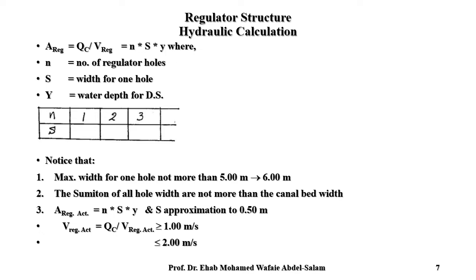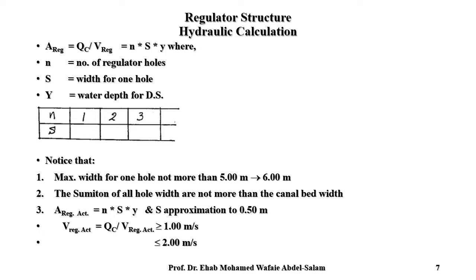Water depth for downstream. N number of regulator holes. S width for one hole. We make a table of N and S due to our need to choose the number and S. Notice that the maximum width for one hole is not more than 5 meters to 6 meters. Summation of all hole widths is not more than the canal bed width.